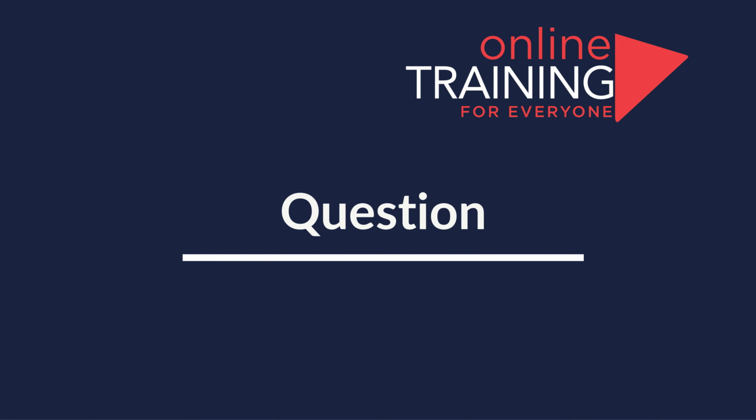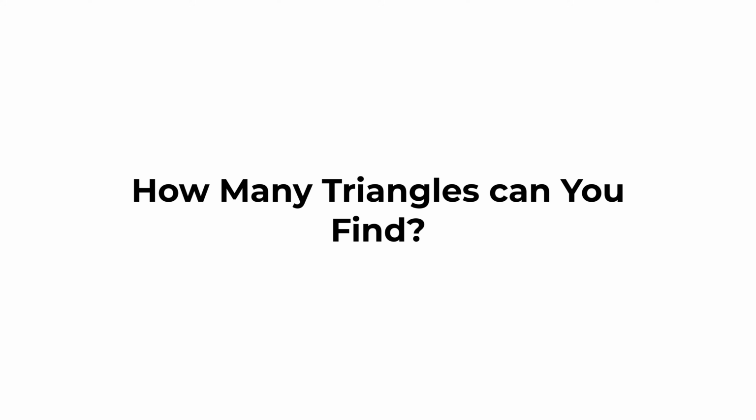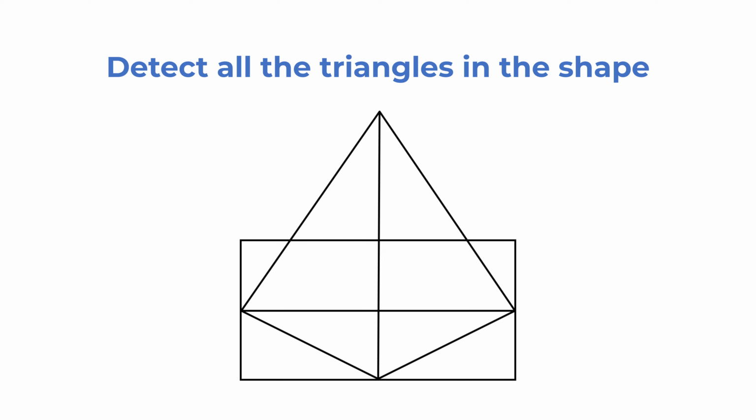This particular question was just recently introduced in a test, and I would need your help to determine if I answered it correctly. You're presented with a very unusual shape, and you need to detect all the triangles that are part of this shape. You have four possible choices.